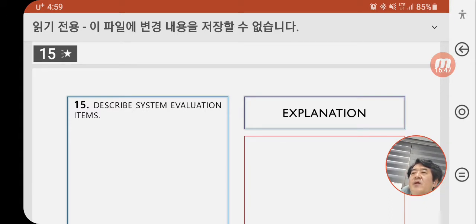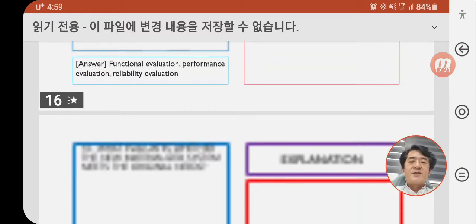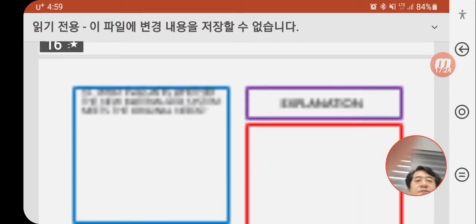You find the correct answer, and the purpose of this learning activity is to understand the learning content about system evaluation. Find the correct answer, write it down. Are you done? Yeah, okay, good job. Next question.